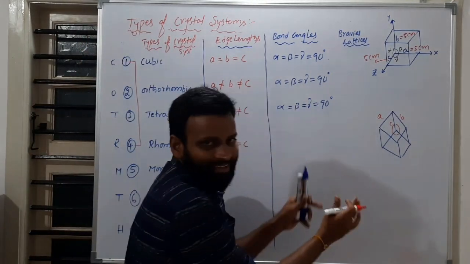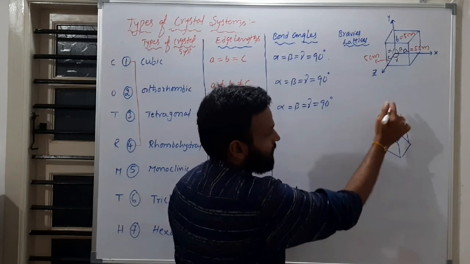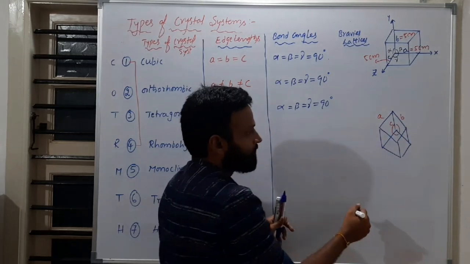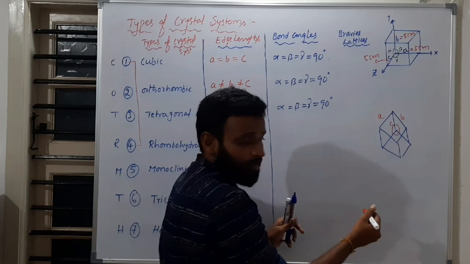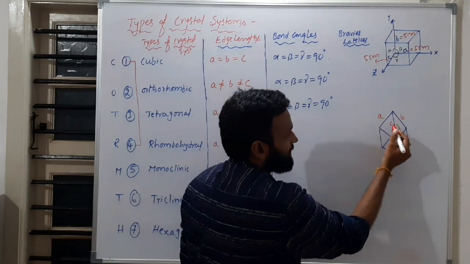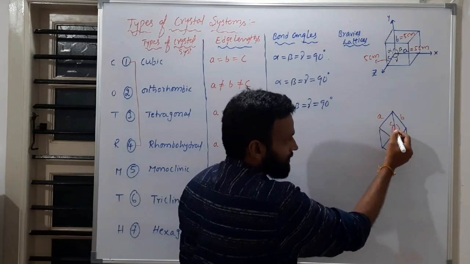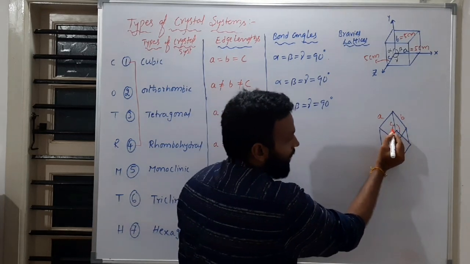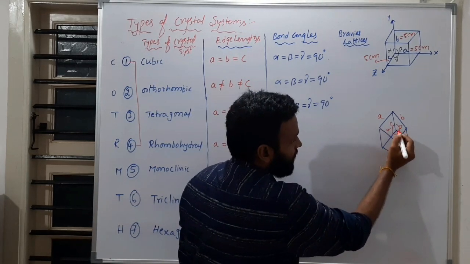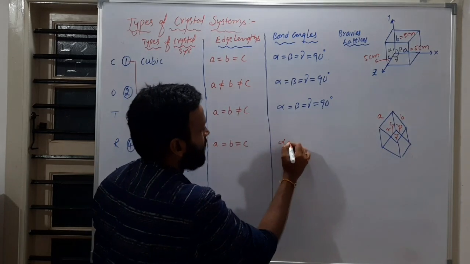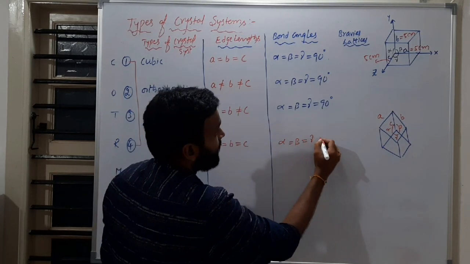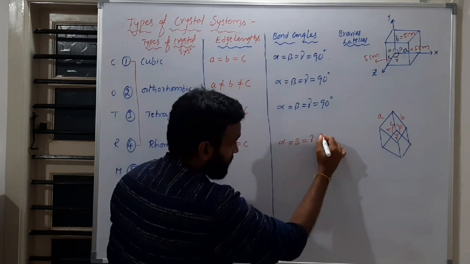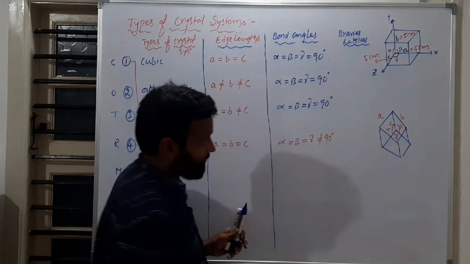It was not given clearly, but like this. Okay? How to draw? How to draw one more time? So A, B, C are the same, but these angles are also the same. Alpha, beta, gamma, both are the same. Alpha is equal to beta, beta is equal to gamma, but not equal to 90 degrees.